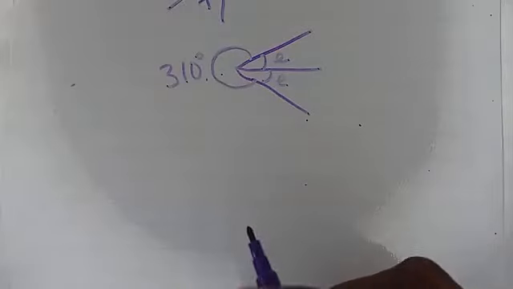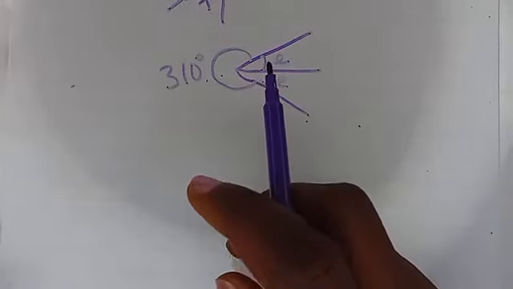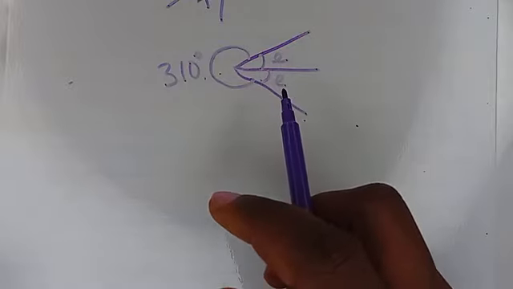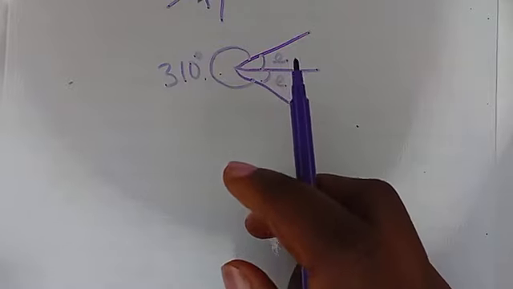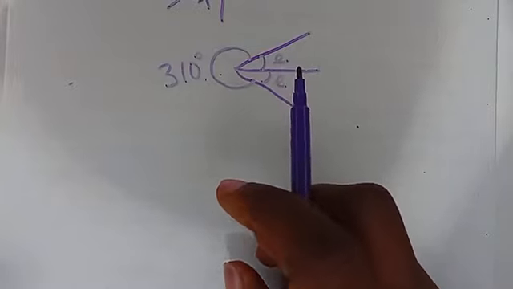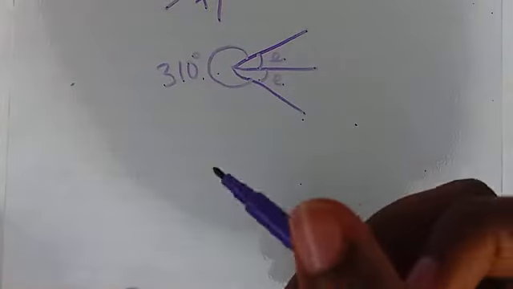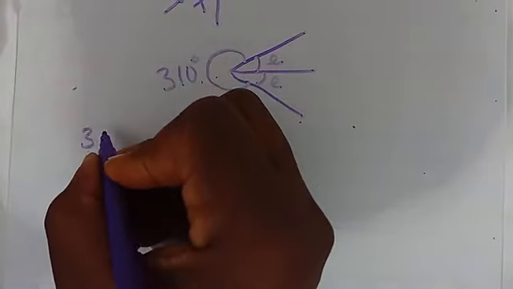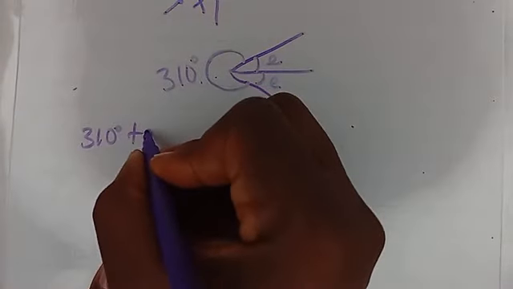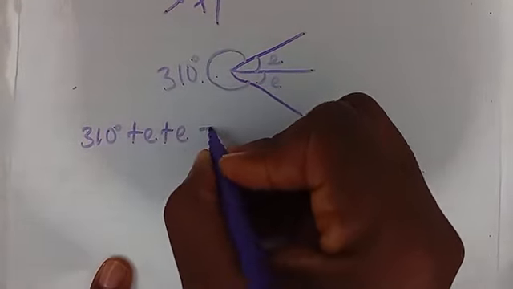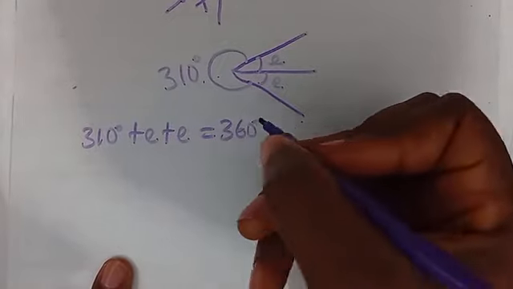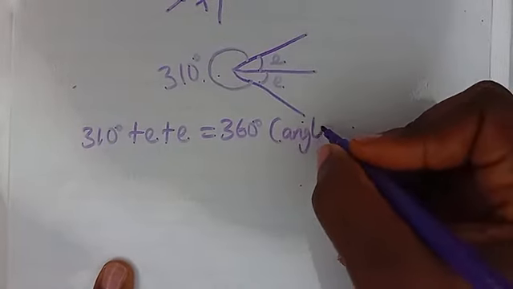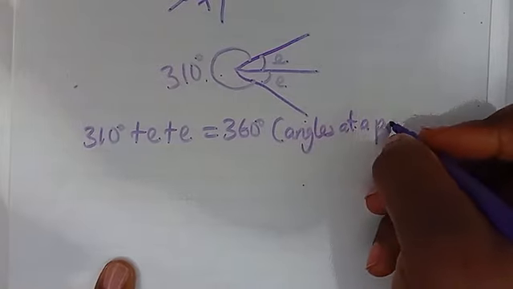In this example, we see that we have a point and then we have these lines coming from the point, and we have this is angle E and this is angle E. This E and E shows that these two angles are equal, and we have this angle here as 310. So to solve this, we have that 310 degrees plus E is equal to 360 degrees. And our reason for saying this is angles at a point.